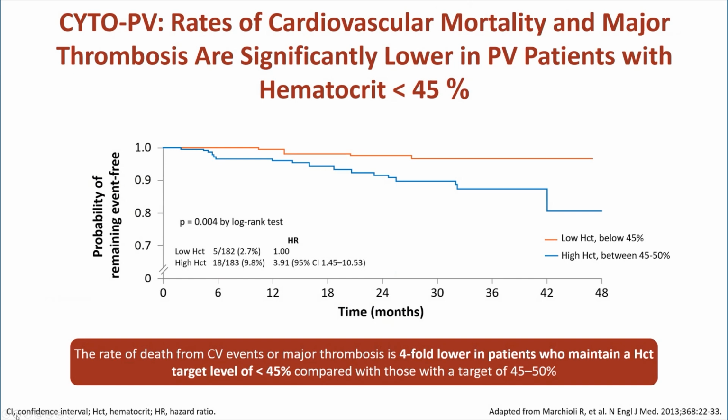No question about it these days. This is a prospective randomized study that aimed to maintain patients below 45% all the time, as much as possible, versus maintaining hematocrit between 45 and 50. And as you can see in this slide, this is one of the major papers and a good question to ask. In this study, there was a fourfold lower risk of thrombosis and death in people who had a good maintenance of hematocrit below 45%.